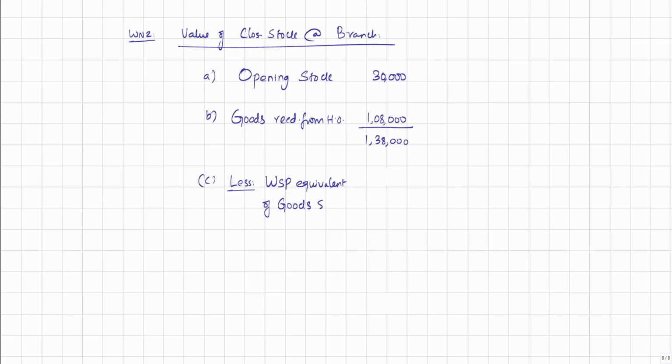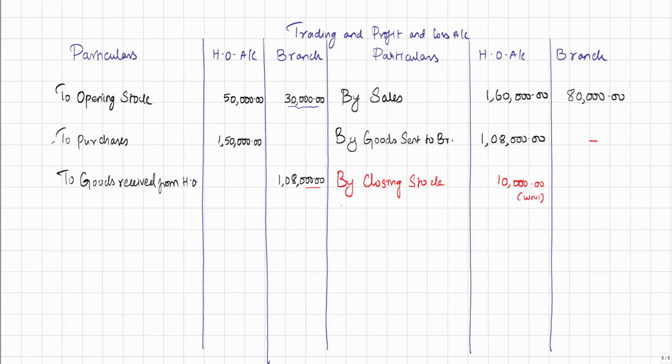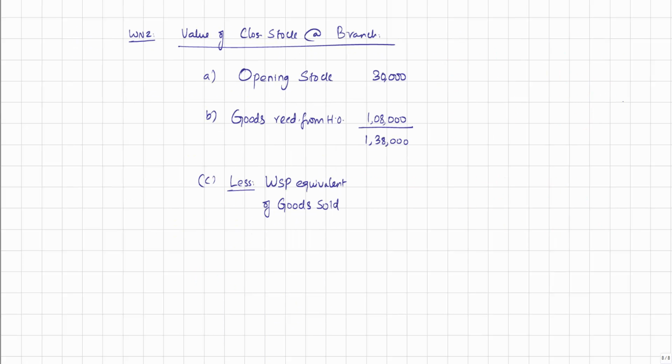goods sold. So what is the value of goods sold at branch level? We have it is 80,000. Okay. So this 80,000 has been sold at price of 160. We want to know what is its equivalent wholesale price. So what is the wholesale price? It is 120. So as simple as that, 80,000 divided by 160 multiplied by 120, you get a value, and that is 60,000. Okay. So now if I subtract this, I'm going to get some value, and it is 78,000.